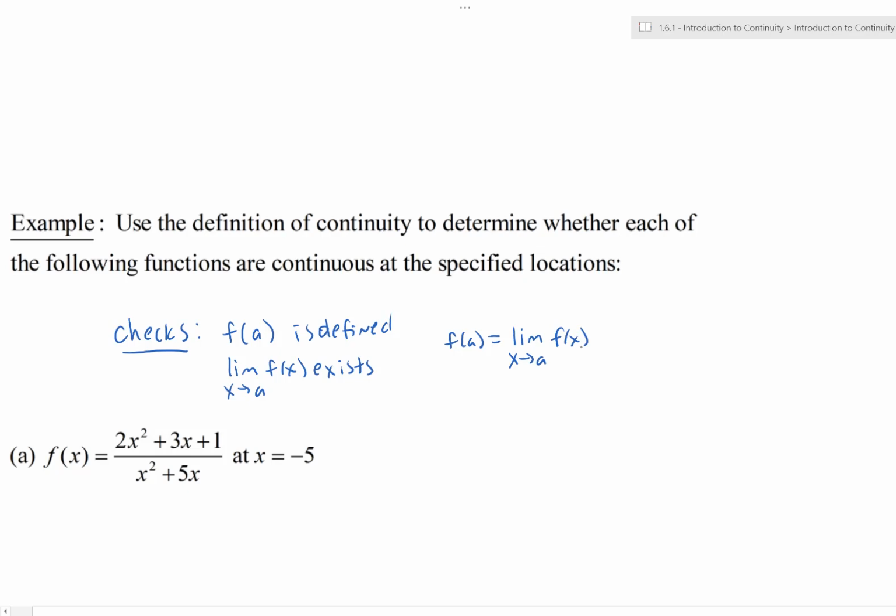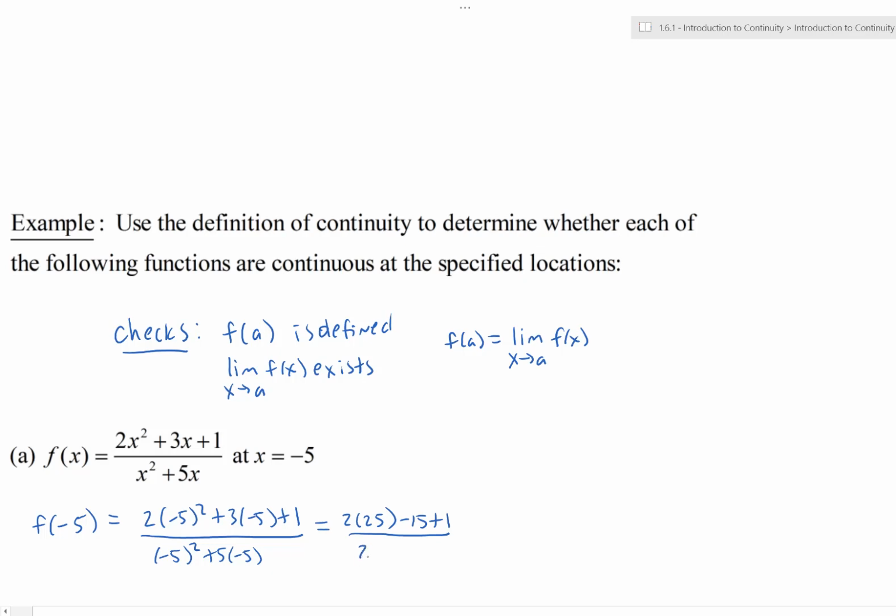So we just start with one of the checks. If one of them doesn't match up, then end of story. So let's check it out. What's going on with f of -5? That might be the first thing to check. Is the function even defined there? Let's plug it in. 2 times -5 squared in the numerator, plus 3 times -5, plus 1, all divided by -5 squared plus 5 times -5. On top, we have 2 times 25 minus 15 plus 1, so the numerator is just some real number.